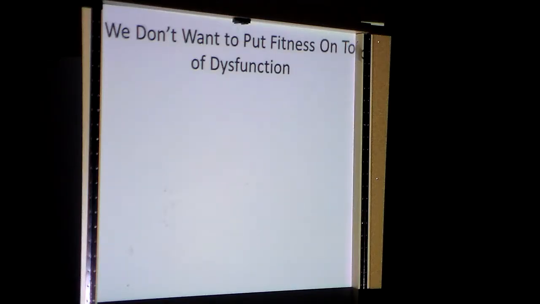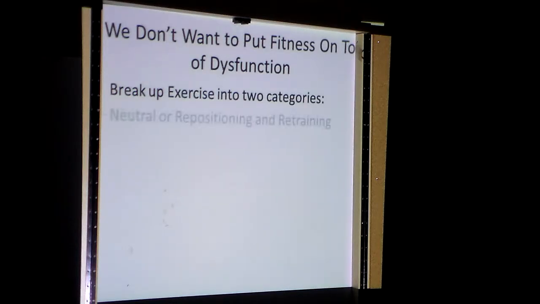But we don't want to put fitness on top of dysfunction. There's a famous guy in the world of PTs named Gray Cook. I stole this line from him. He says we don't want to put fitness on top of dysfunction, which means we want to get a good base level of people in a good alignment, you could say, people with good strength before we start doing higher level functional things. So what I do is break up the exercises into 2 big categories. The first one is getting that person repositioned or getting them neutral. The second one is getting them retrained.